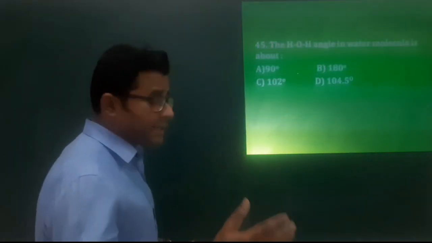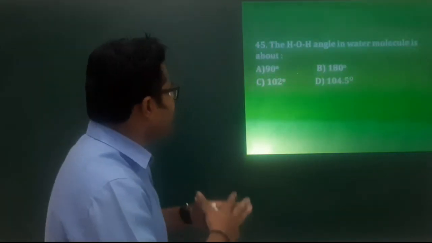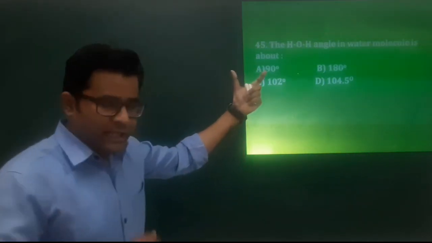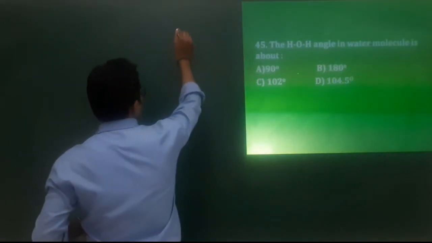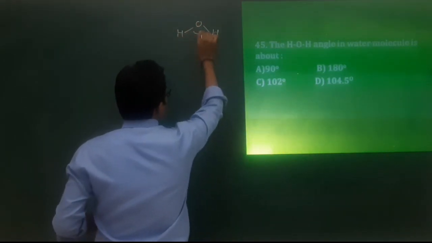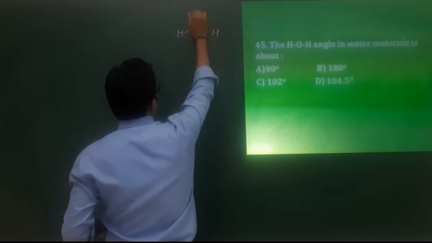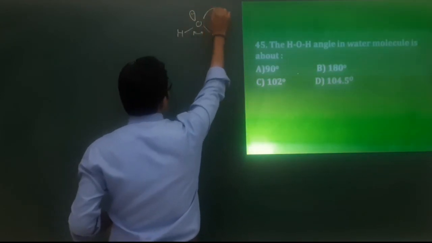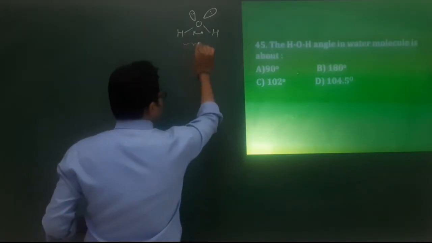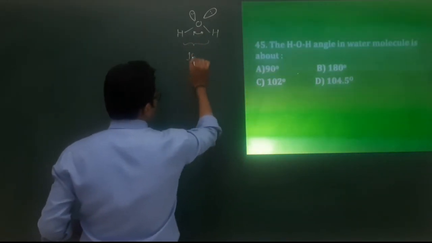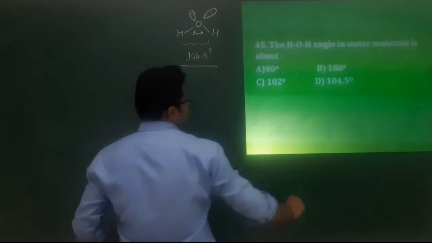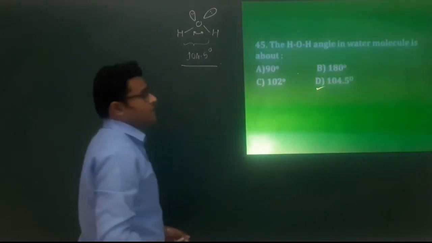Going forward with the next one, and that is a very simple thing. That is the HOH, that is the angle in the water molecule. Now this particular angle in the water molecule, due to the lone pair of electrons which causes the bent structure, this particular angle is 104.5 degrees, right? So therefore, the option is D.